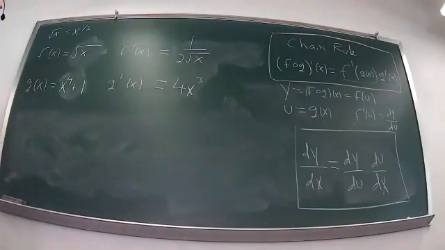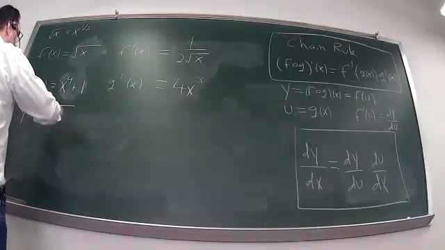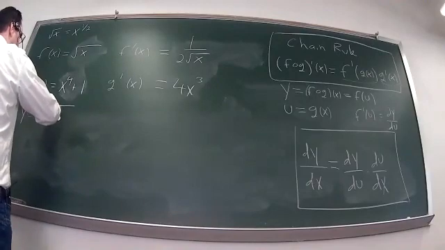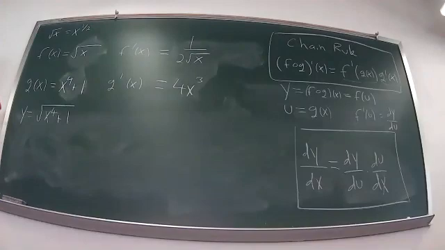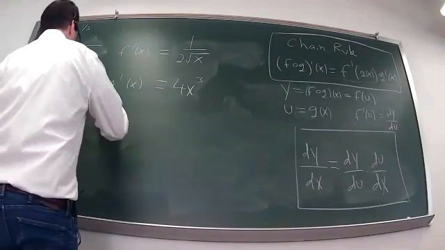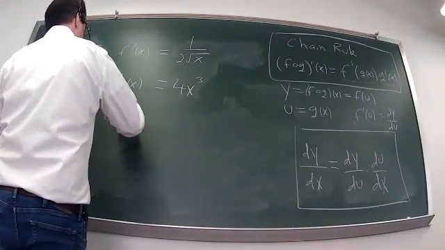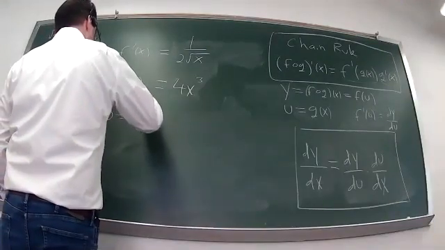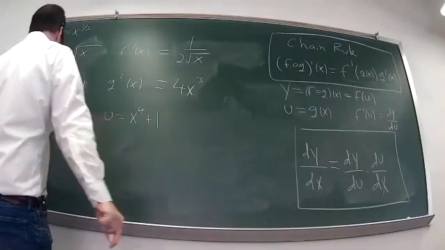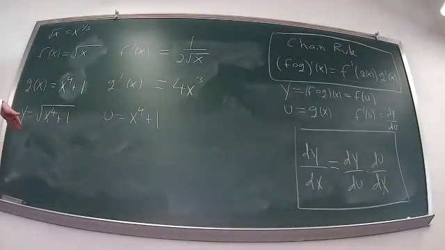Because if, let's take y equal to the square root of x to the fourth plus 1. That was the composition of functions. And in this case, u was equal to g of x, so u is equal to x to the fourth plus 1. So y equals square root of u, y equals f of u.